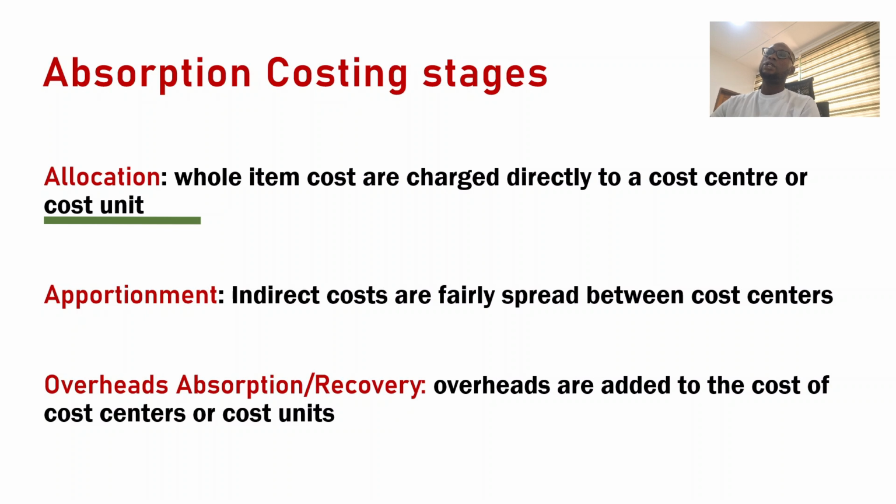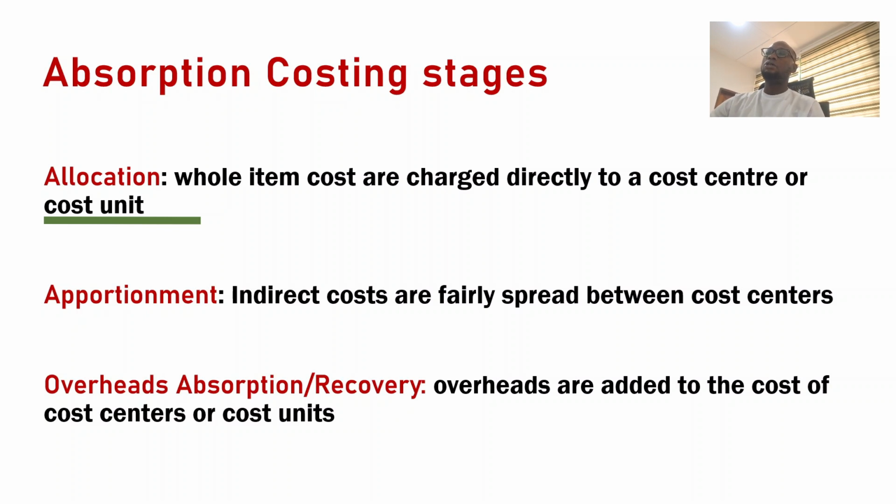Apportionment is saying that, okay, there are certain costs that we cannot say were incurred by this department or that department. So we need to share all those costs among all the departments or the cost units or the cost centers that benefited from that cost. So we are sharing, apportionment.